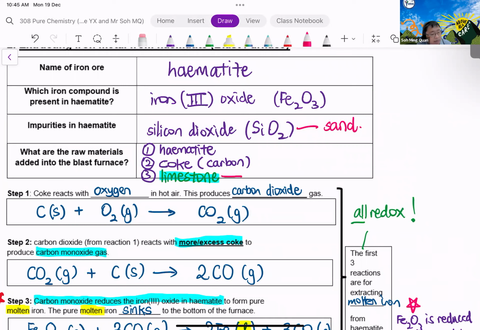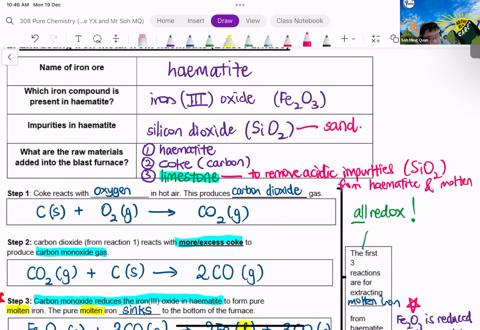The purpose of adding the limestone is to remove acidic impurities. The acidic impurity is silicon dioxide from the hematite and the molten iron. Okay, so the purpose of adding limestone is to remove acidic impurities. Now, this is quite commonly tested. The purpose of adding limestone is to remove the acidic impurities.